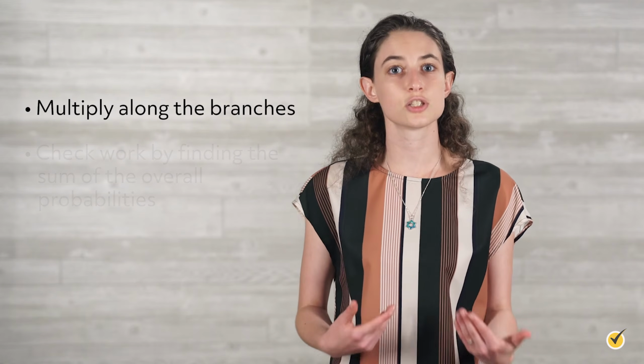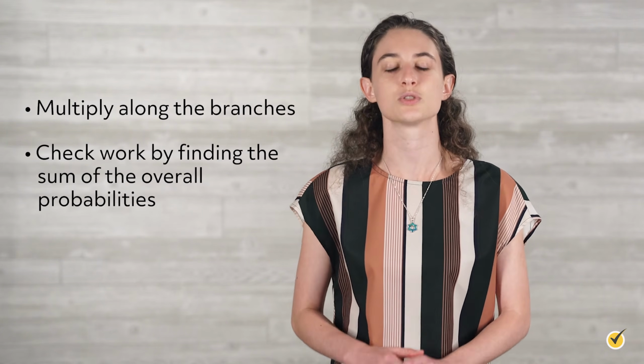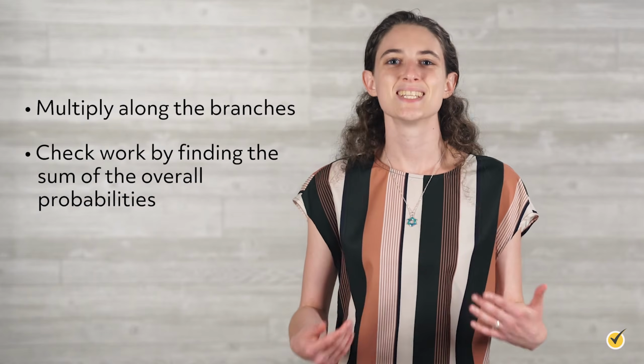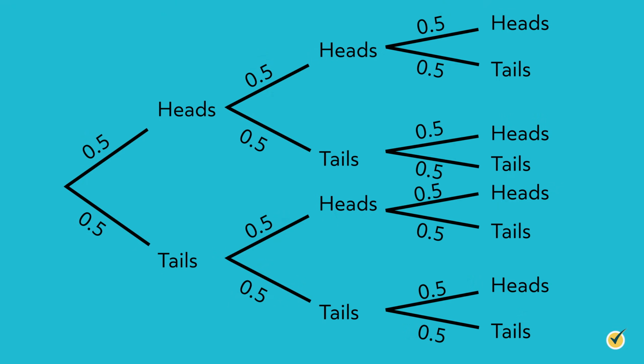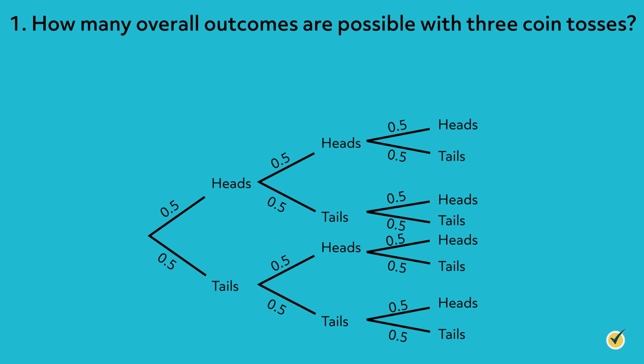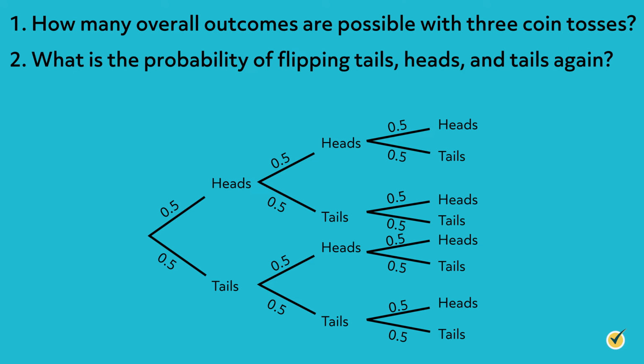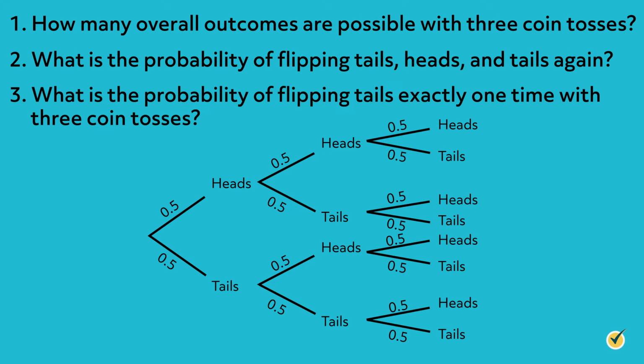To summarize, when calculating overall probabilities for each series of events, multiply along the branches. To check your work, find the sum of the overall probabilities, which will always equal 1. Now it's your turn. Analyze the tree diagram given for 3 coin tosses and use it to answer the following questions. How many overall outcomes are possible with 3 coin tosses? What is the probability of flipping tails, heads, and tails again? What is the probability of flipping tails exactly 1 time with 3 coin tosses? Pause the video and analyze these questions by yourself. When you're ready, resume the video and we'll go over everything together.